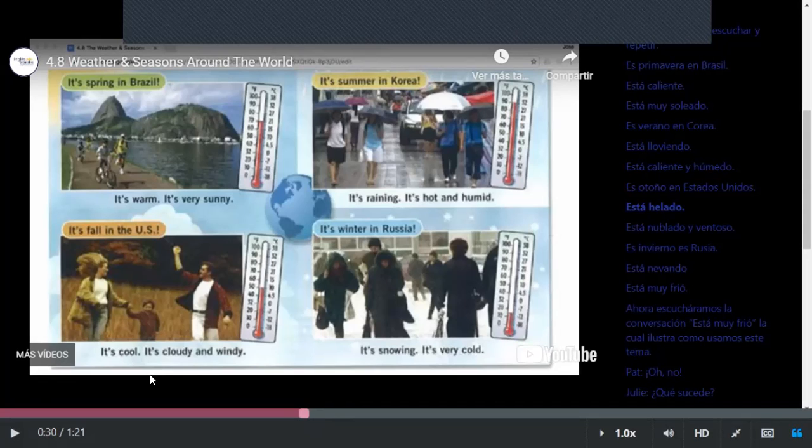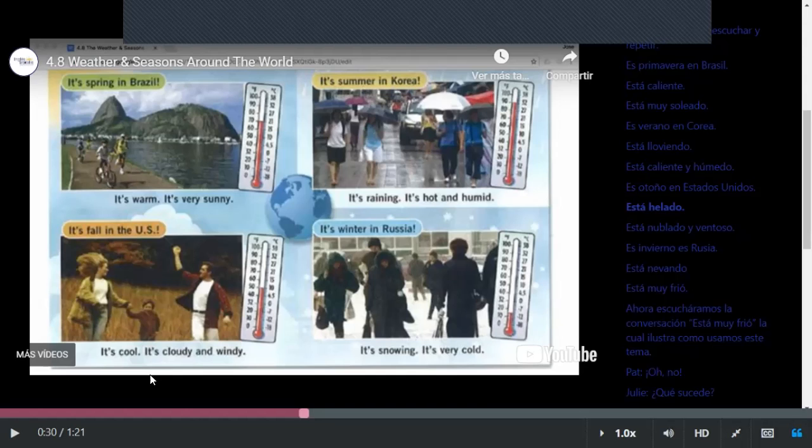La única diferencia es de que cool es un frillito, pero de ese frillito que se puede disfrutar, ¿verdad? Que no te tiene que incomodar un poquito el frío, sino que es un frío disfrutable. It's cool, it's nice, it's fresh. Windy, está haciendo viento, and snowing, está nevando. It's very cold.